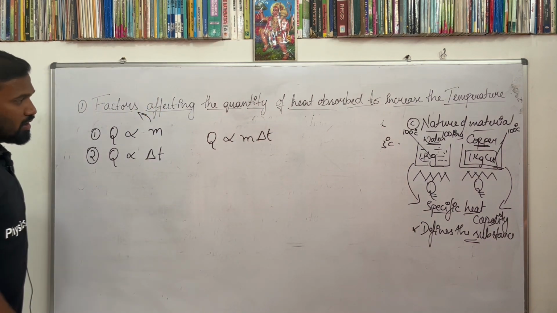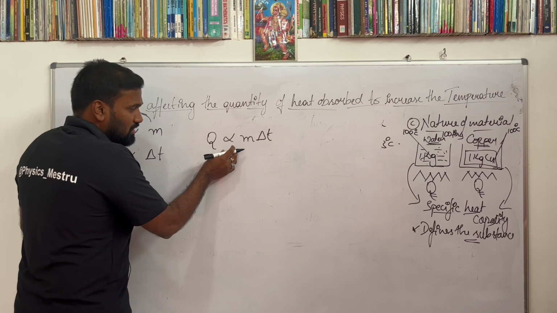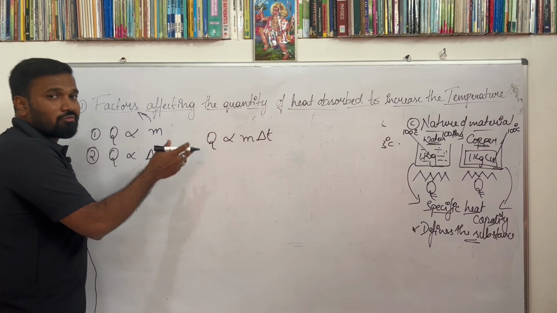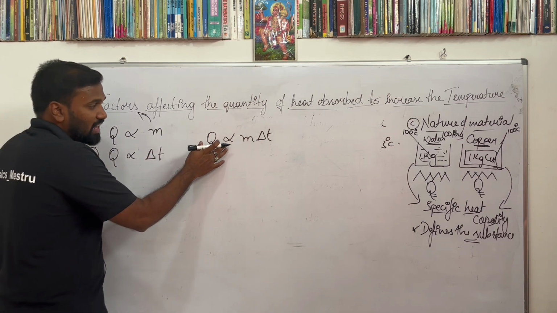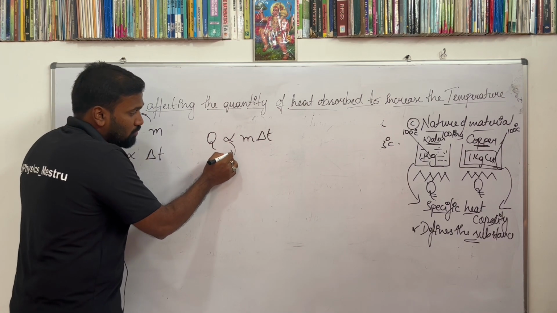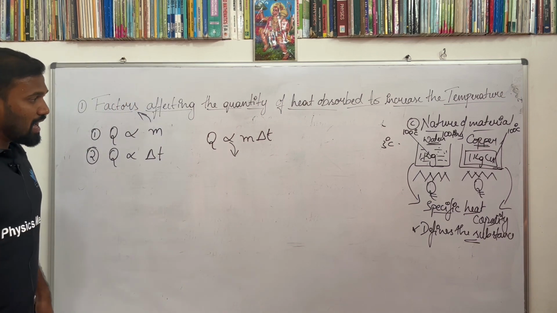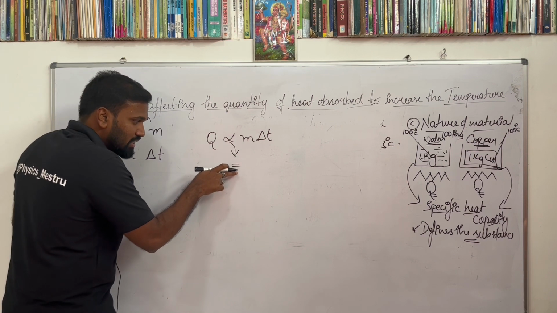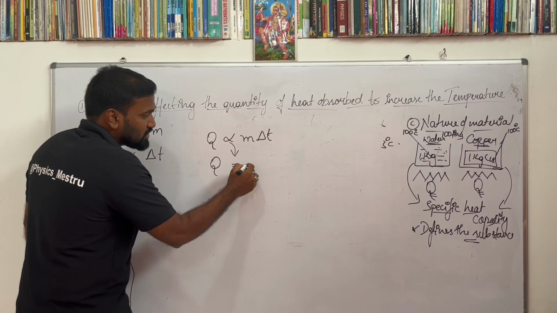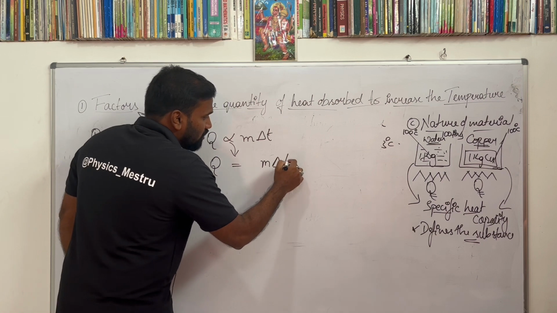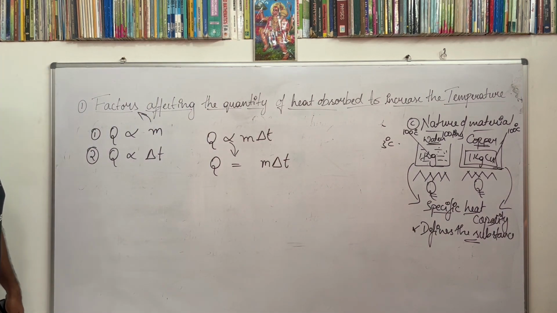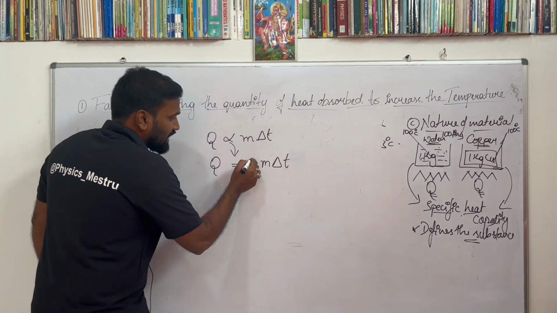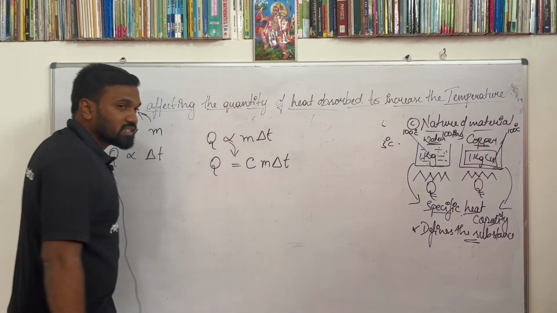Clear? Yes, fine. So in mathematics or physics, we cannot equate any equation, or we cannot solve any problems with the help of this expression. So if I want to convert this expression into an equation, I must equate it to some value. If I convert this proportionality symbol into an equal symbol, then I must include some constant of proportionality. Here that constant of proportionality is nothing but what? Specific heat capacity, which is denoted by small c.